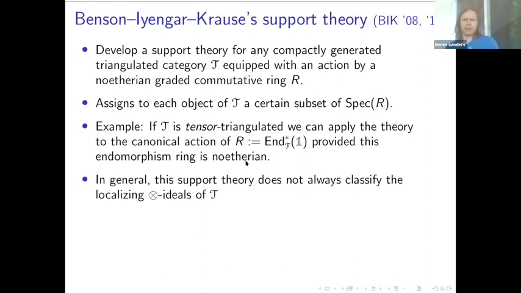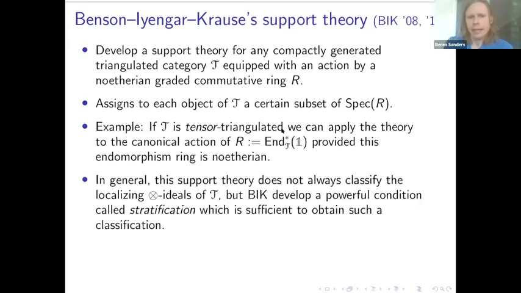Now, in general, this support theory of BIK does not always classify the localizing tensor ideals of T. It's too much to hope that in this level of generality you would get such a classification. But they develop a powerful condition called stratification, which is sufficient to obtain such a classification. So in general, you can't expect this theory of support will work, but they develop this condition that will ensure that this notion of support will classify the localizing tensor ideals of the category. We'll return to this a little bit.